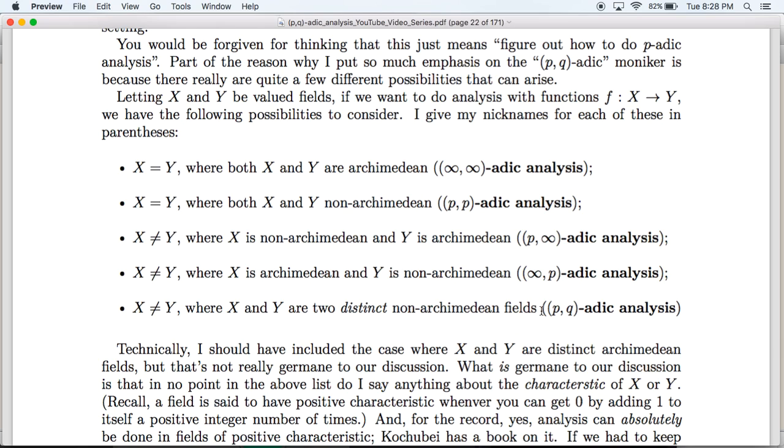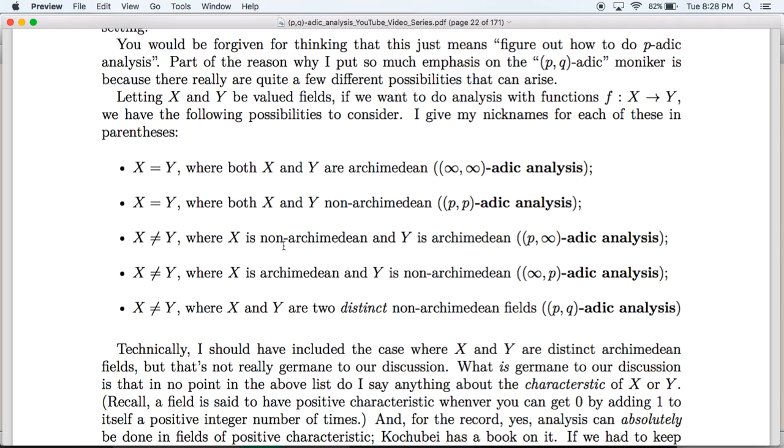It might be interesting. And then finally, we have PQ adic analysis, which is the study of functions from X to Y, where X and Y are distinct non-Archimedean fields. Now, technically, this picture is actually a lie. You see, I've forgotten to include a very important classification, which is the characteristic of our field. Recall that the characteristic of a field is the number of times you need to add 1 in the field to get 0, and that a field is said to have characteristic 0 if and only if you can never arrive at 0 by adding 1s.